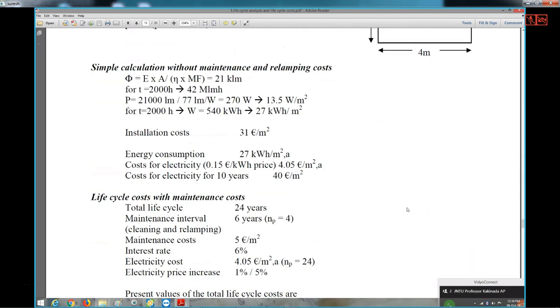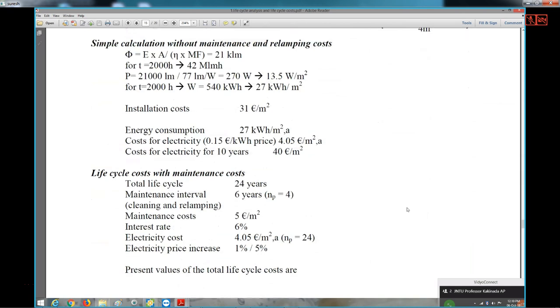Then coming to this life cycle costing with the maintenance costs, we are going to concentrate. The total life cycle is 24 years, for example. The maintenance interval is 6 years. So for each 6 years, we are going to maintain these particular lamps. Now, here we can take the maintenance interval, which is 6 years once. So NP equals to 4, 24 by 6, which is equal to 4.